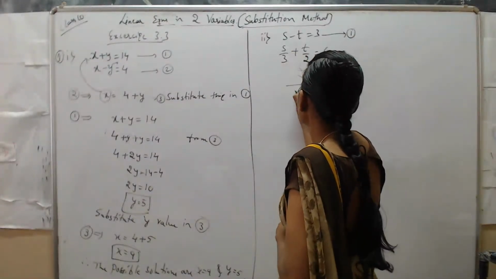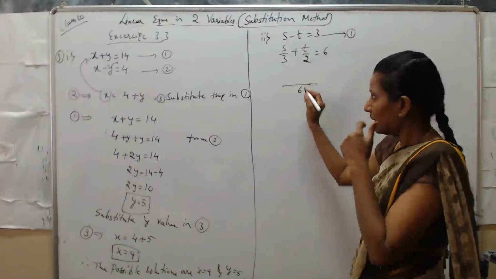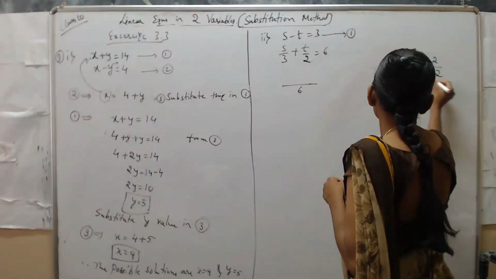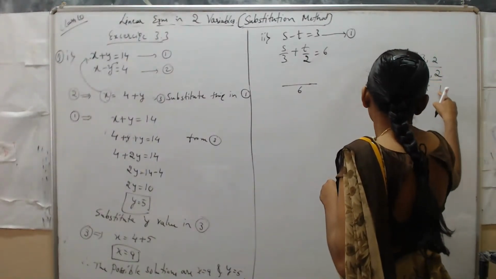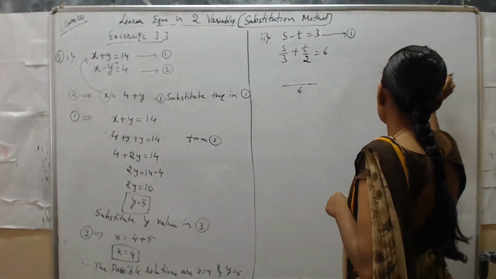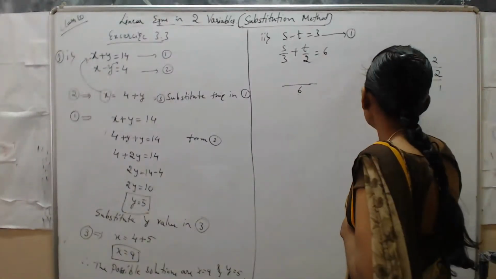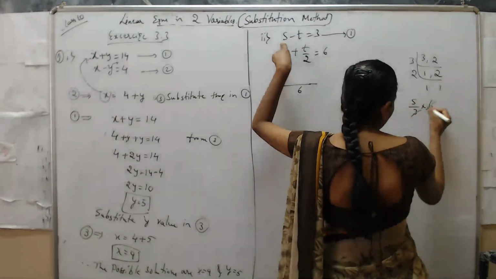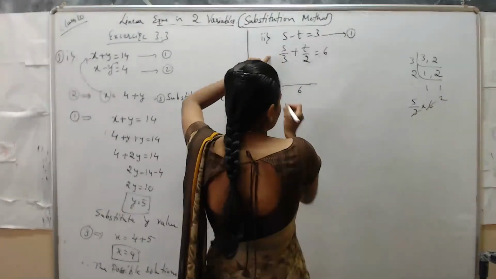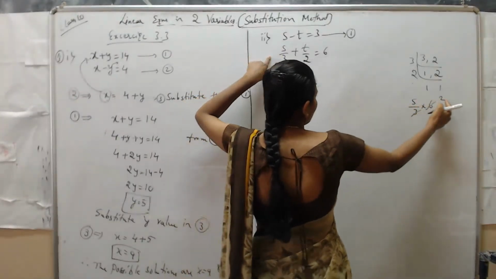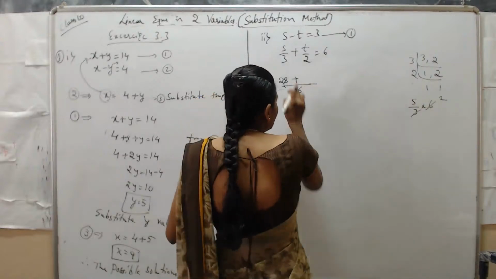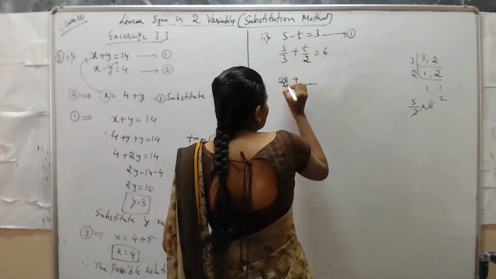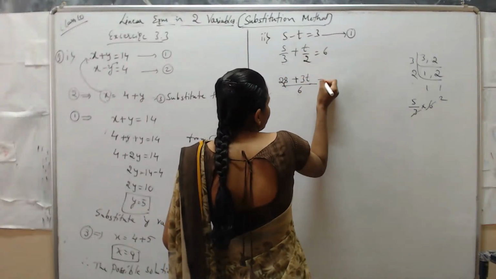Okay, take LCM as 6. Do you know how to take LCM? 3 comma 2. 3 ones are 3, 2 ones are 2. If you don't divide the number, keep it as it is. 3 2s are how much? 6. What we have to do is s by 3 into LCM. 3 2s are 6. 2 into s, 2s. 3 into t, 3t is equal to 6.